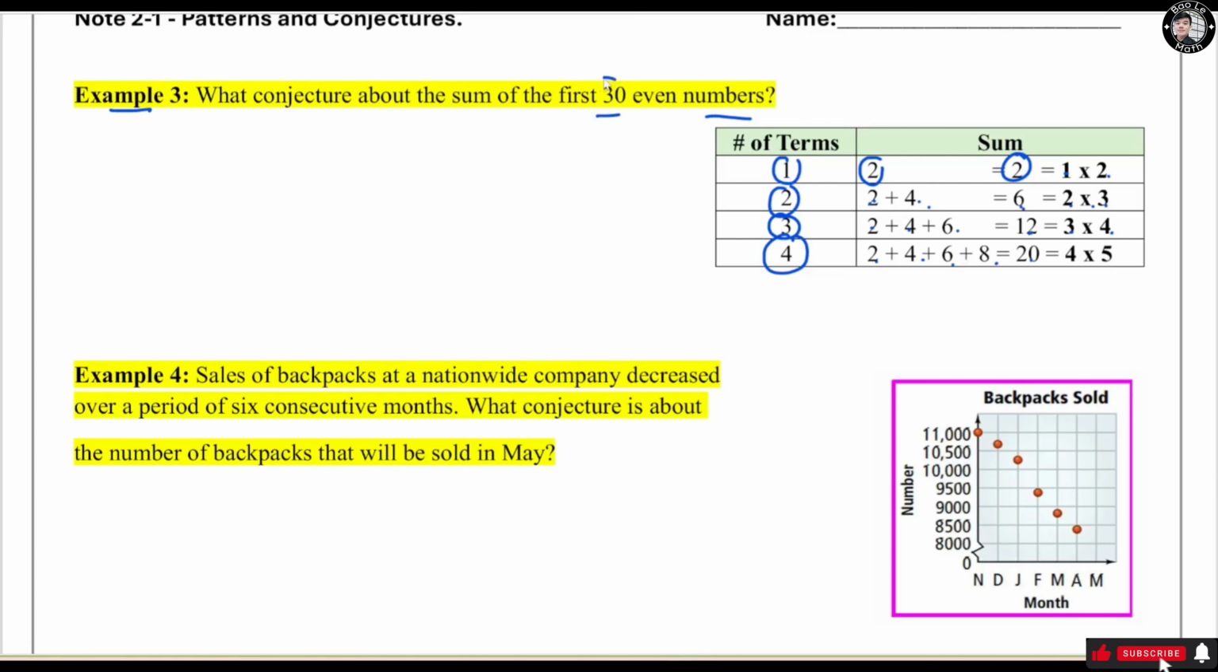Now, we need 30 even numbers, right? So we have 30 even numbers right here. Now observe that if you have one even number, it could be 1 times 2. Two even numbers, 2 times 3. Three even numbers, 3 times 4. Four even numbers, 4 times 5, right? The pattern keeps going, right? So 30 even numbers, it should be 30 times 31, right? It's gonna be 930, right?